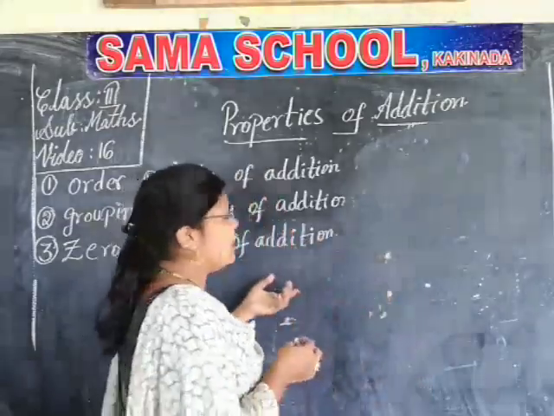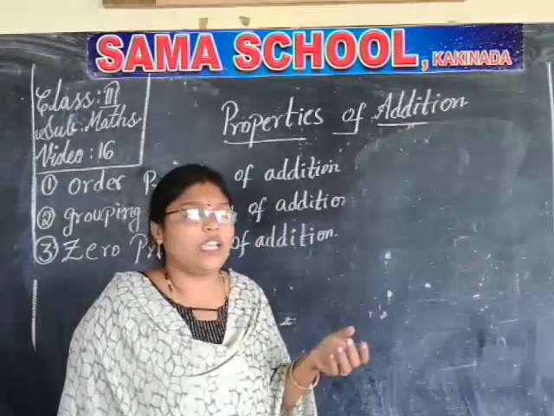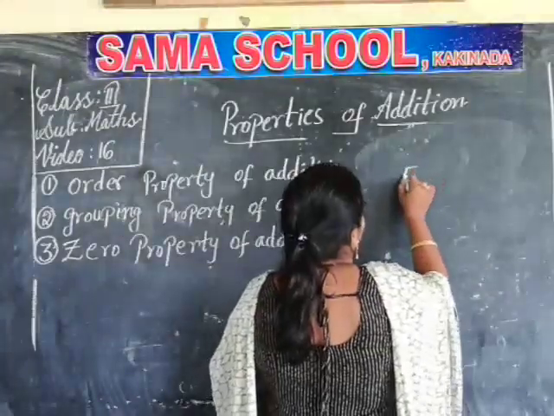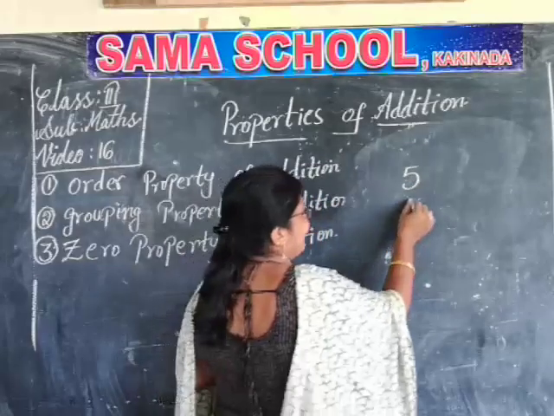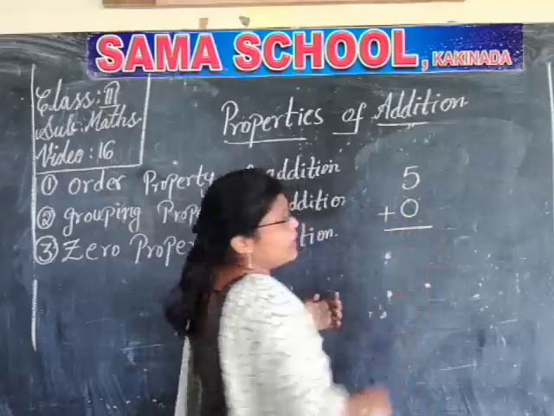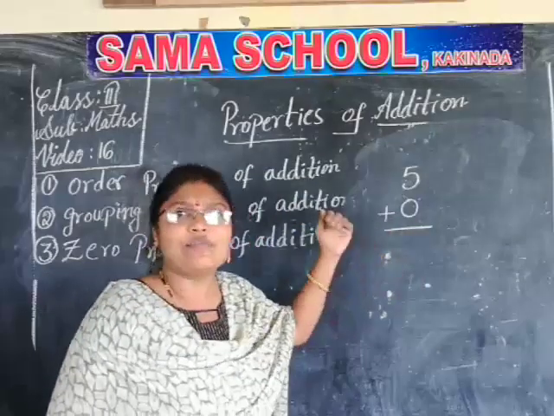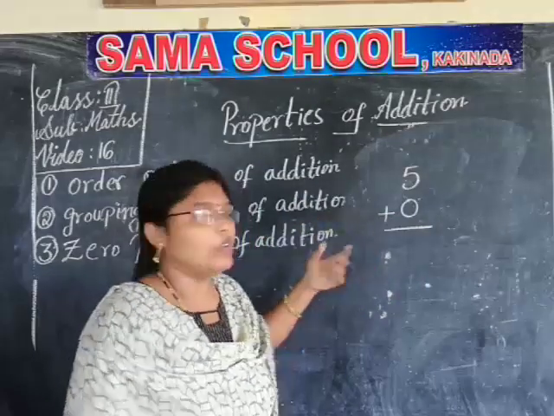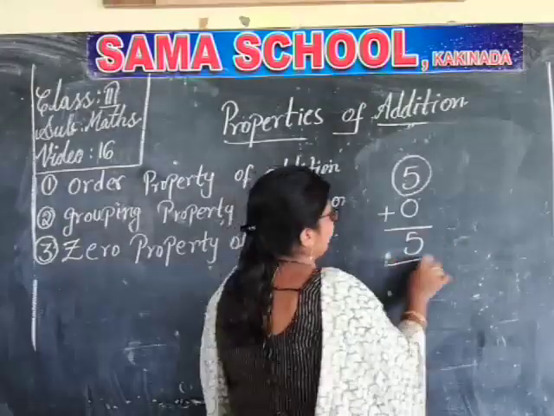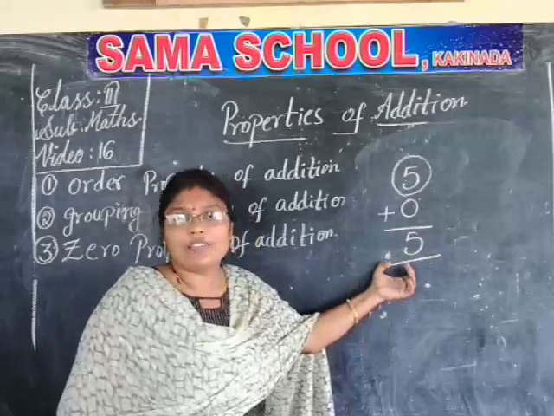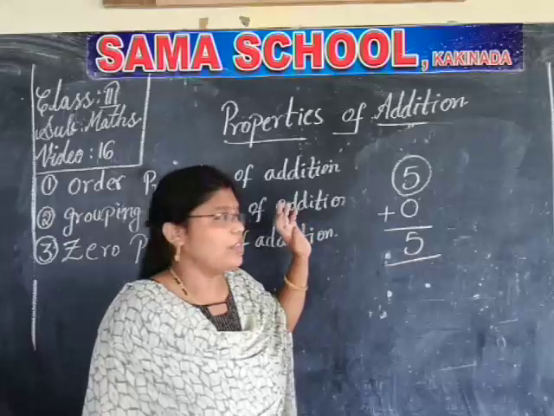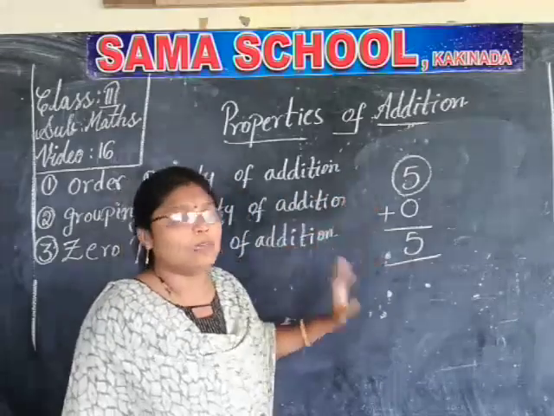For example, I have 5 pens and I have added 0 pens. Then what is the sum? I did not add anything. I have added 0. Then the answer will be 5. The sum will be 5. That is, what is the sum? The number itself.